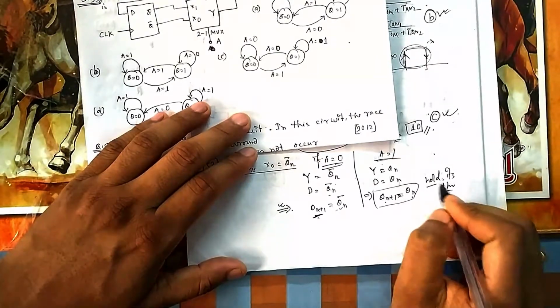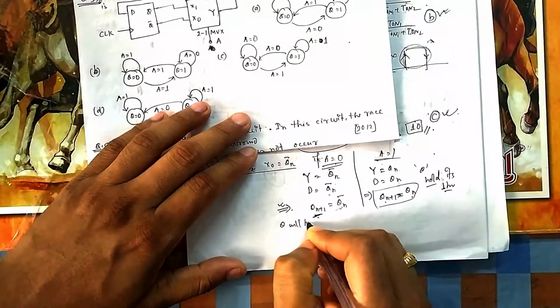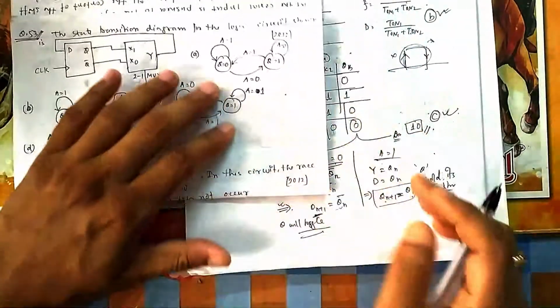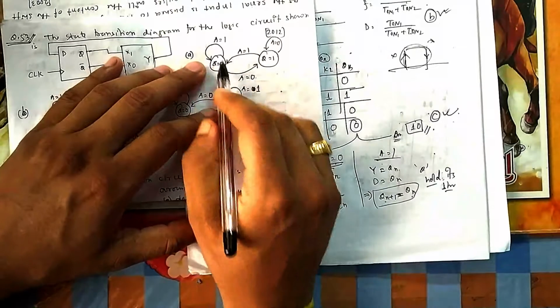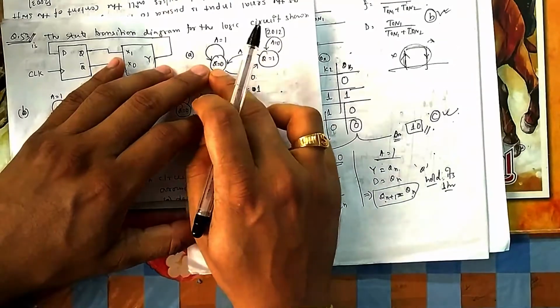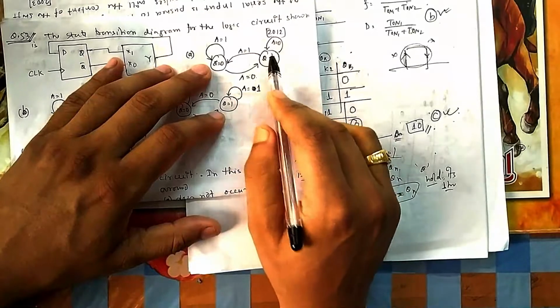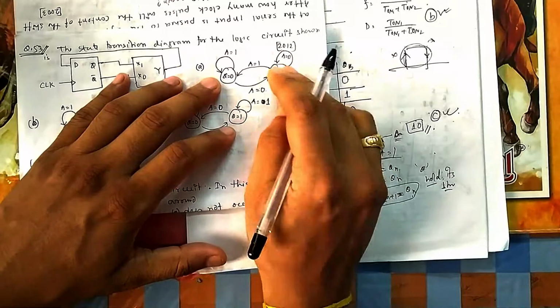That means Q will hold its state here, and here Q will toggle. Q will change. So if you check this one, if your A is 1, it should hold its state. If A is equal to 1, 0 is remaining 0. So this side it is okay. If A is equal to 0, is it holding its state? No. If A is equal to 0, then it should toggle. If A is equal to 0, it should come from 1 to 0.